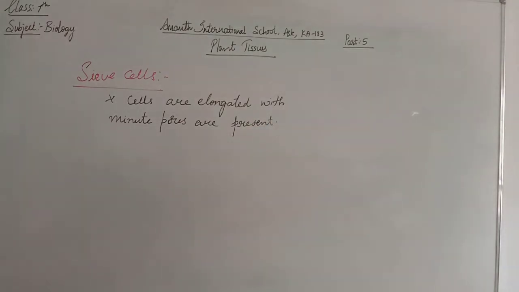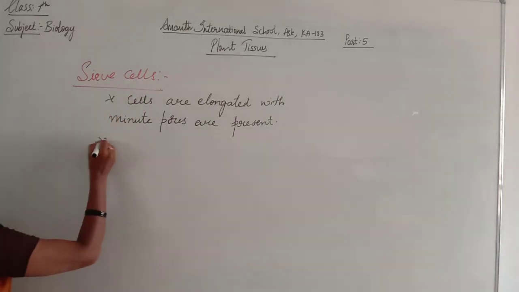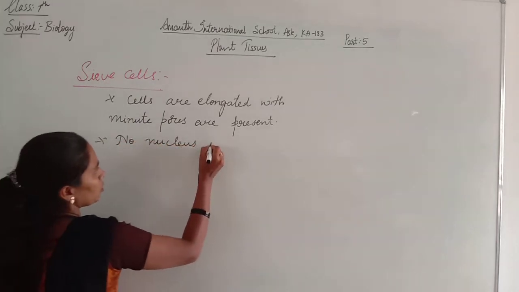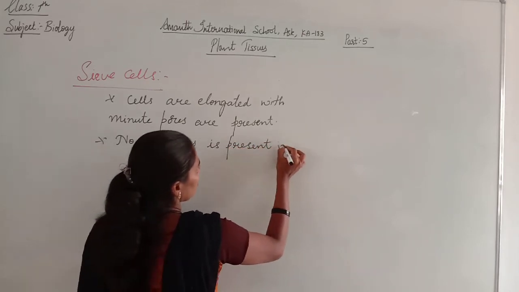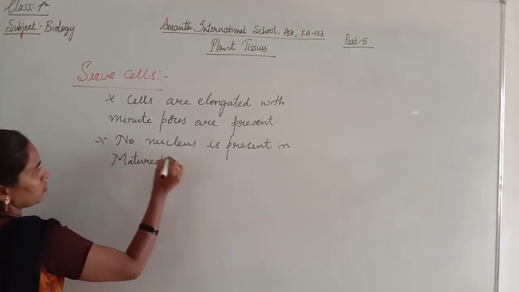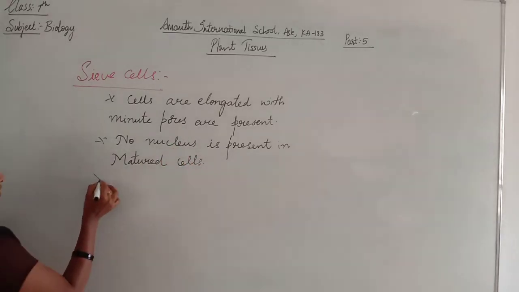Then the next point: when the cells are at maturity, the nucleus will not be there. Whichever cells are mature cells, the nucleus will be absent. They do not have a nucleus in the mature cells present in these CV cells. So no nucleus is present in the mature cells.